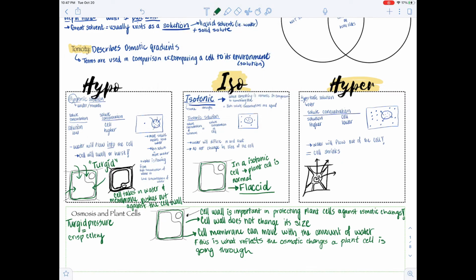Okay, so remember that the cell wall is keeping the plant cell from changing its size. So the size of the plant cell is not changing. What we're just seeing is that the membrane is shrinking away from the wall. And we are going to know that this is called plasmolyze. So this process is where we would say that it's gone through plasmolysis. So keep those three terms in mind when it comes to our plant cells and looking at tonicity.